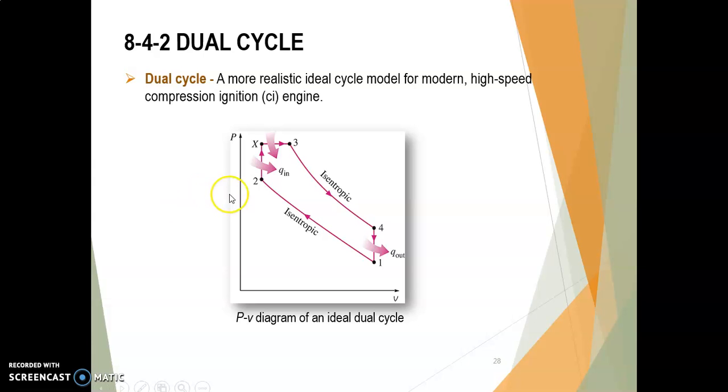The difference between the dual cycle and the rest of the cycles that we have explained earlier is that it is a combination of the diesel cycle and the Otto cycle. Between point number 1 and point number 2, we have a compression area, which remains isentropic. After the compression, we have the Otto cycle between point number 2 and point number X, which is the ignition part. Then from point X to point number 3, we have the constant pressure part. So we have 2 heat in and 1 heat out. Then we have another isentropic process up to point number 4. Then we can calculate the rest from the W net.